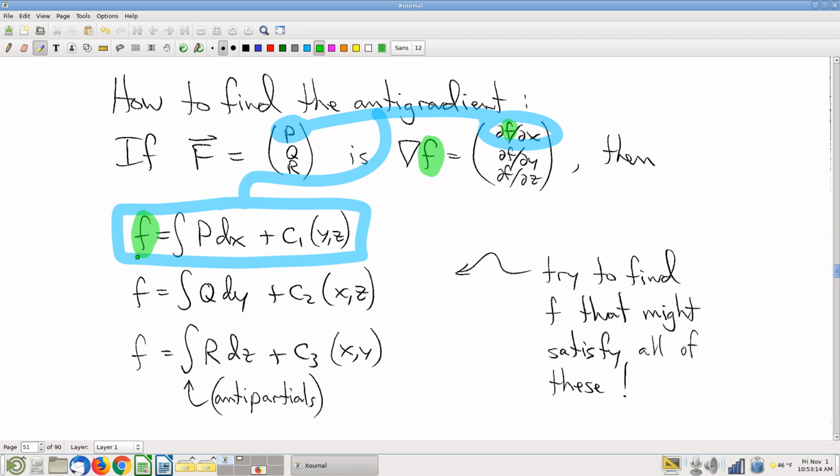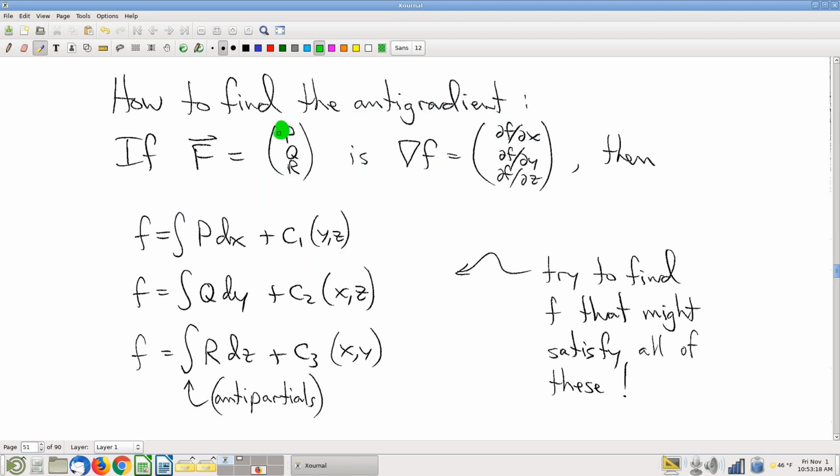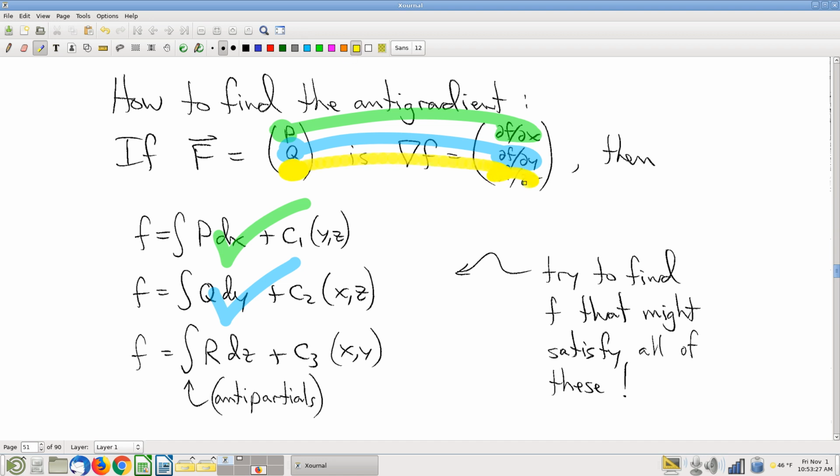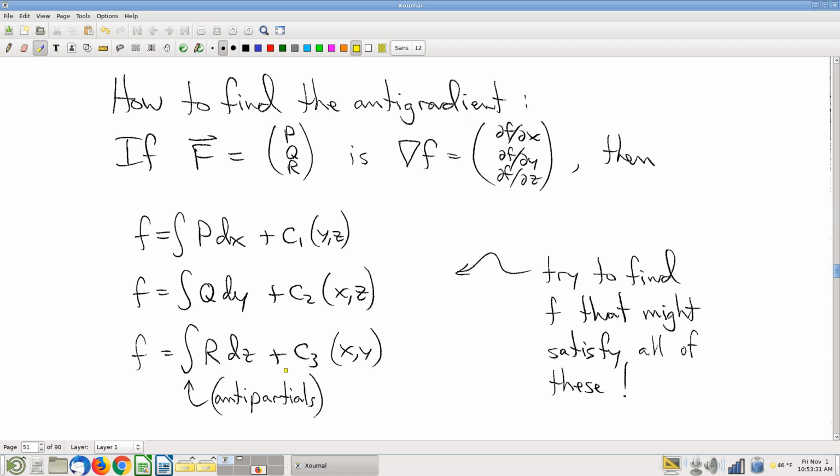And then side note, likewise for the other components. So I need this to be this, which gives me that equation, and I need this to be this, which gives me that equation, and I need this to be this, which gives me that equation. So I have three formulas for f.